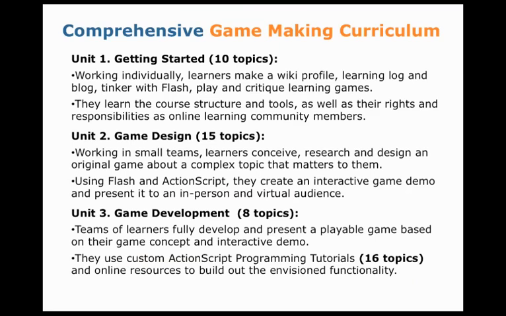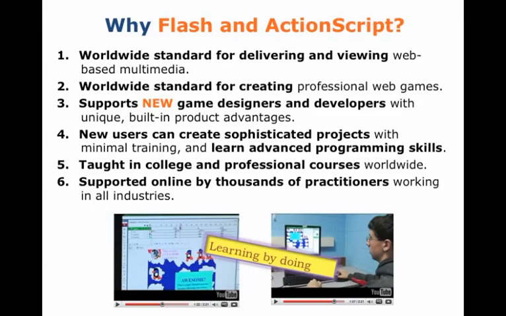Globaloria's comprehensive 3-unit game-making curriculum has been designed to take learners from concept to complete game over the course of 1 school year. It is flexible enough to support the learning goals of a wide variety of classes, from a core class like science to an enrichment class such as algebra support or an elective class like game design. It is aligned to state and to Common Core standards.